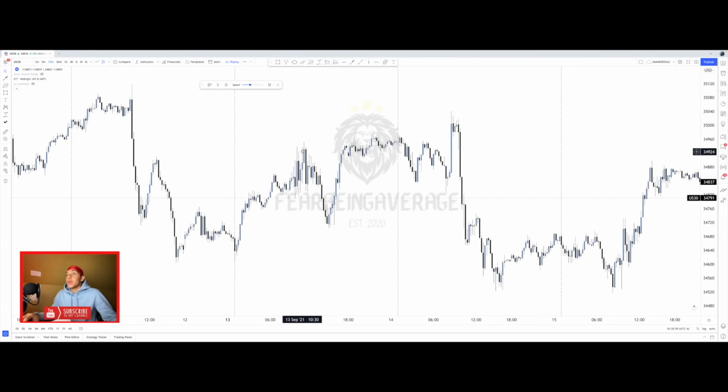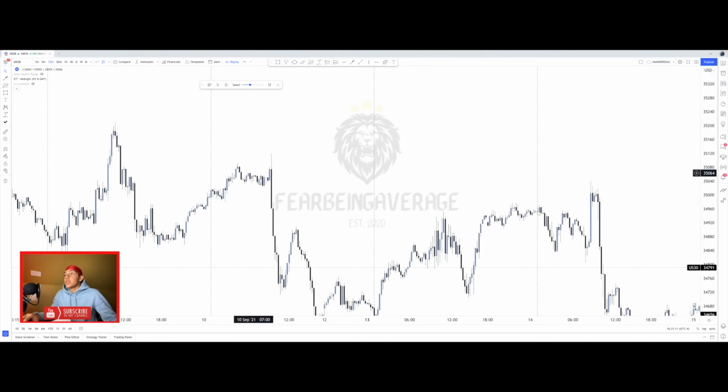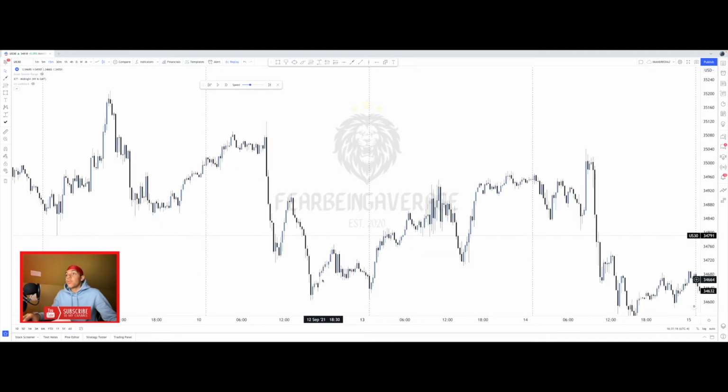What happened over here? New York session wasn't the high of the day and it wasn't a reversal day. It was a continuation day because London session was bullish. New York session had a retracement and it stayed bullish. What happened up here? Price was consolidating all day. Price made the high of the day during New York session. It was a reversal day.